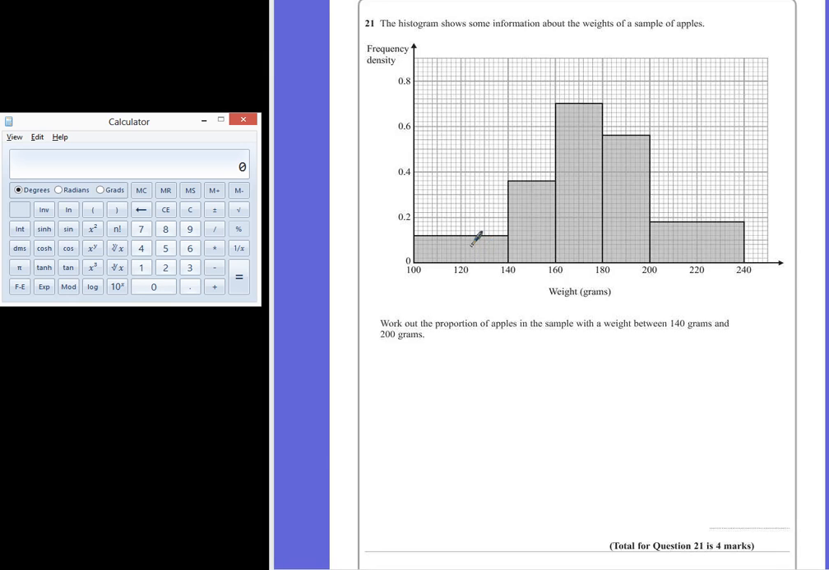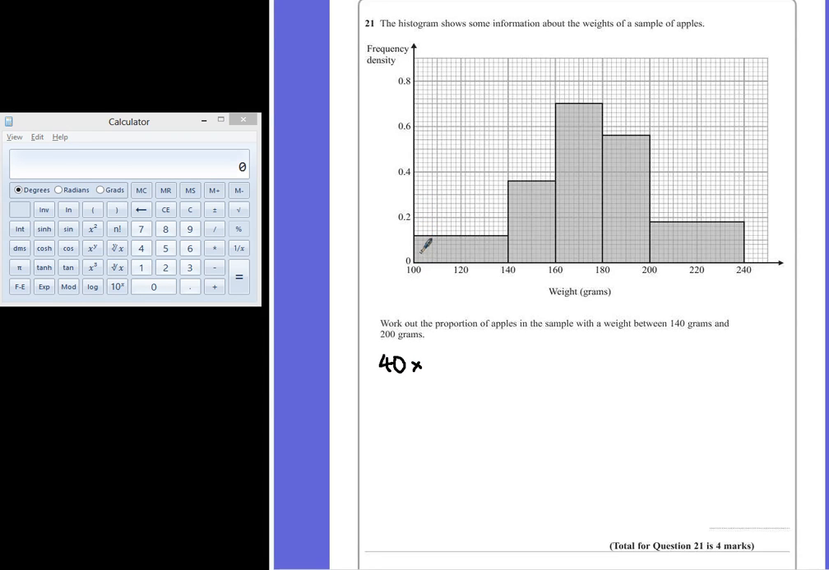So to find out what the total frequency is, we're going to have to multiply the height by the width of each of these blocks to find out what the frequency is for it. So for example, in this first block here, we go from 100 to 140, so the width is 40. I'm going to multiply that by the frequency density.